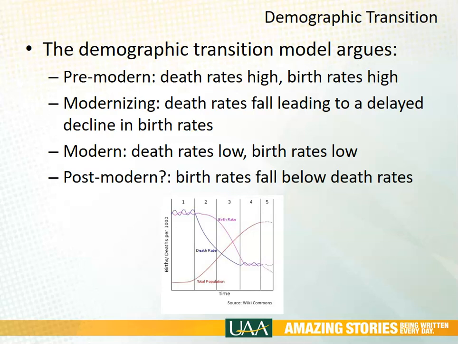Children, of course, continue to be born because people still want to have children, but the numbers of children are reduced and family sizes tend to get smaller over time. Eventually, the demographic transition argues, birth rates begin to fall, and they fall so much that they actually go below death rates. And when that happens, we enter a postmodern period, as we're seeing in Italy, where you actually begin to have population declines.